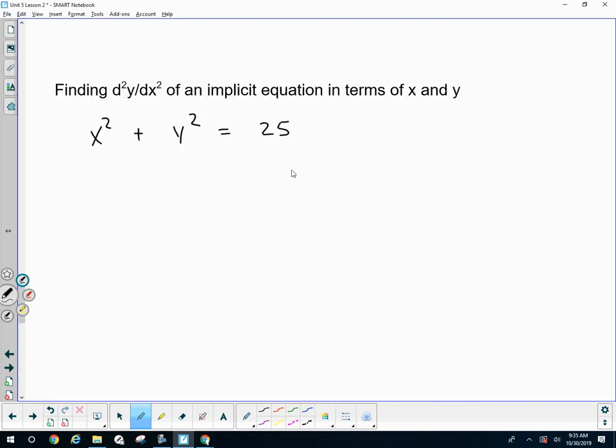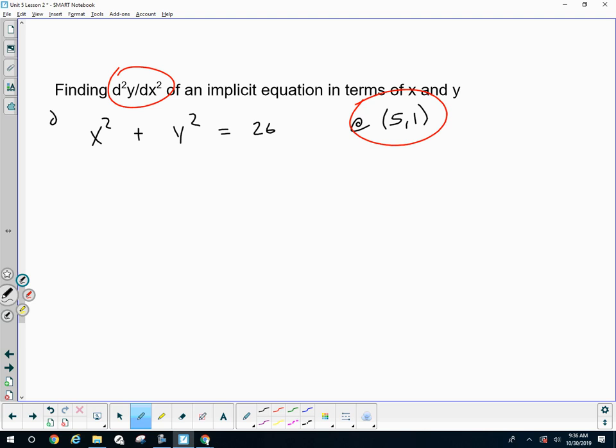Now, typically, you'll be asked to find a second derivative at a point. Let me give you a different equation instead of 25. Let's go to like 26, and let me give you the point 5, 1. Let's see how we're going to do that. But I'm going to show you how sometimes you won't be. But let's find the second derivative at this point.